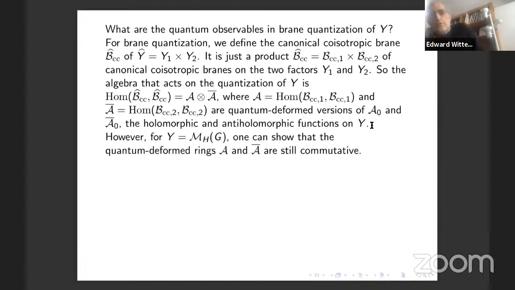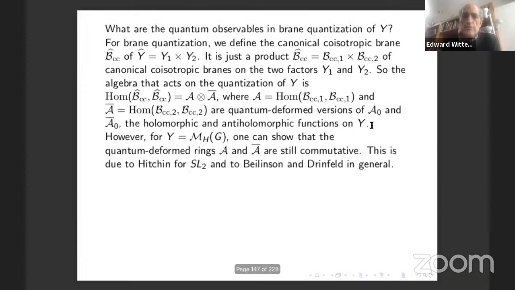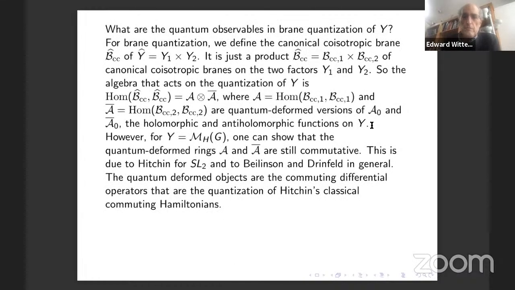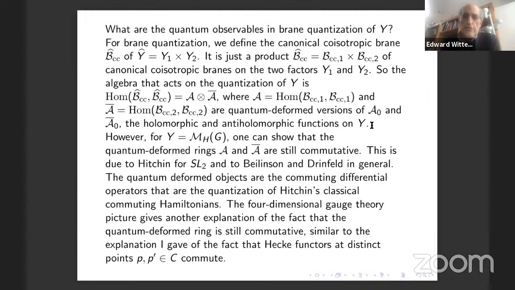For the case of Higgs bundle moduli space, you can show that the quantum deformed rings are still commutative. In other words, Hitchin's classical Hamiltonians can be quantized to get commuting differential operators. That's due to Hitchin for SL2 and to Beilinson and Drinfeld in general. The four-dimensional gauge theory picture gives another explanation of the fact that the quantum deformed ring is commutative, similar to the explanation I gave of the fact that Hecke functors at distinct points commute.